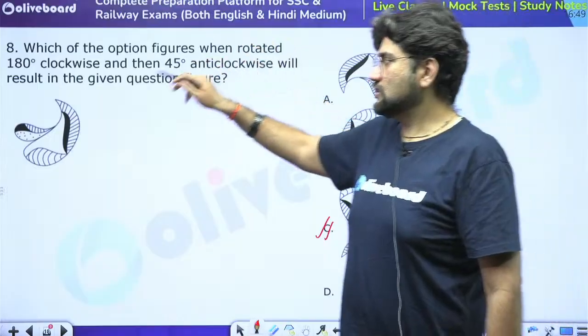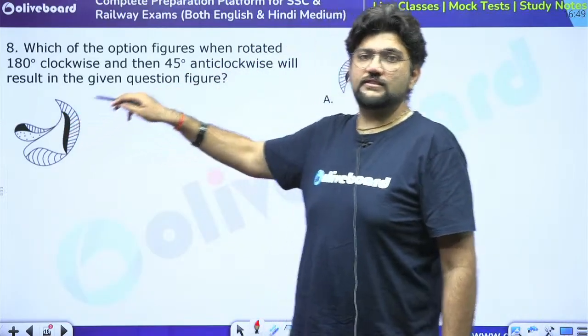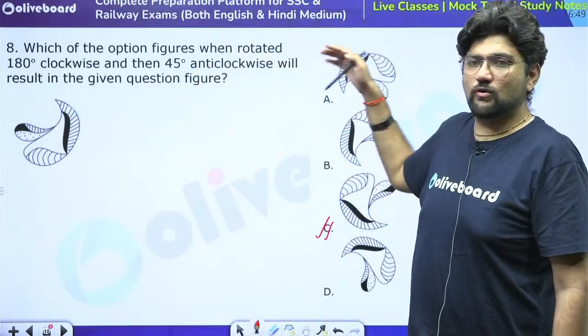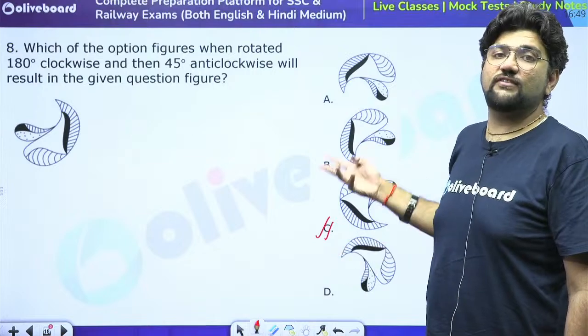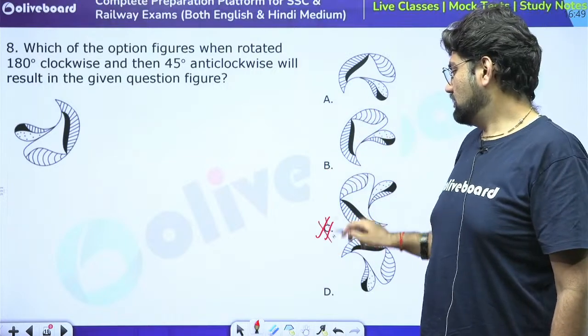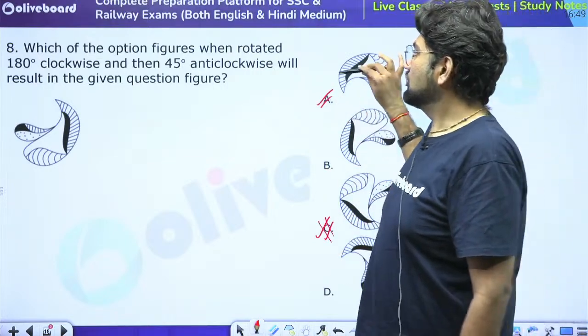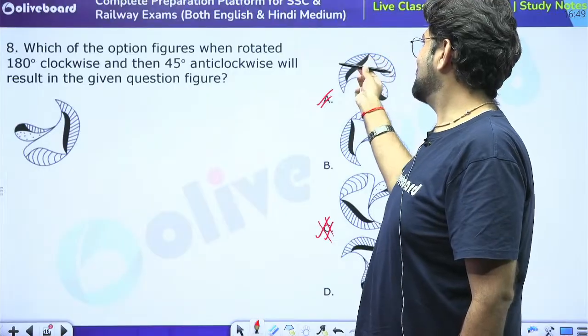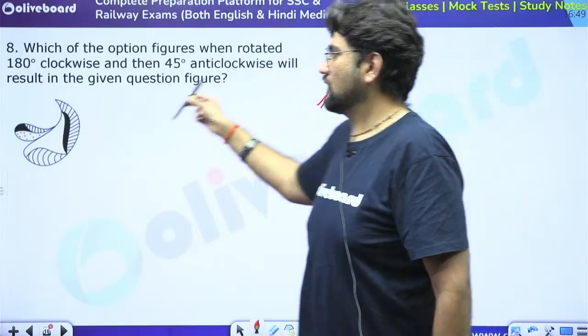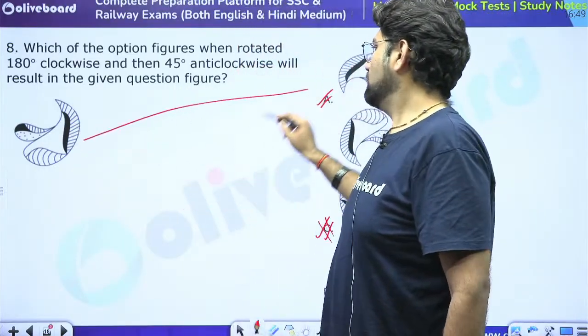They are telling you, this is my answer, final answer, which has been obtained from doing these rotations in one of these figures. Which is that figure? So then you will see option A will be that figure, because after going 180 clockwise and then 45 anti-clockwise, this is what I am getting here. Okay.